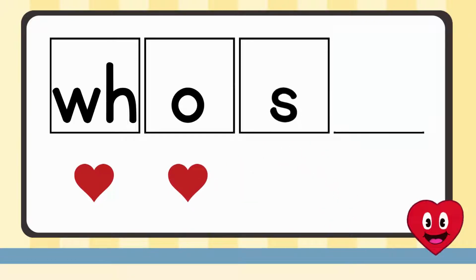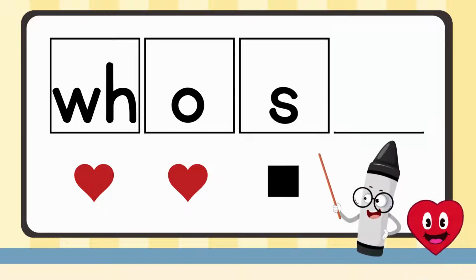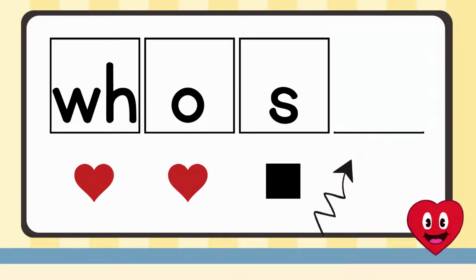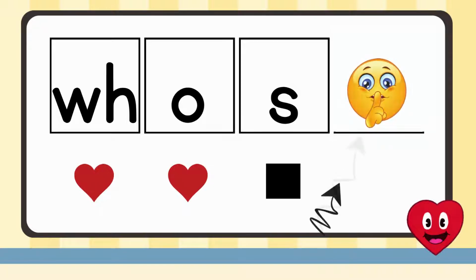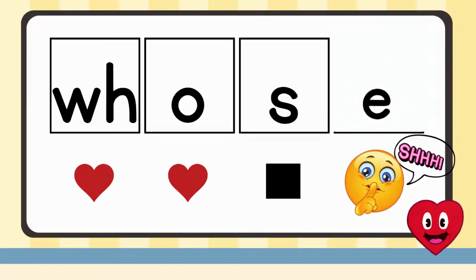The last sound in the word whose is z. This is spelled with the letter S. Since z is one of the regular sounds we say for the letter S, a black box goes here. Now it's time to talk about that line beside our last sound box. You may remember that when we stretched out the word whose, we didn't say a sound when we got to the last letter. That's because there is a silent E on the end of the word whose.